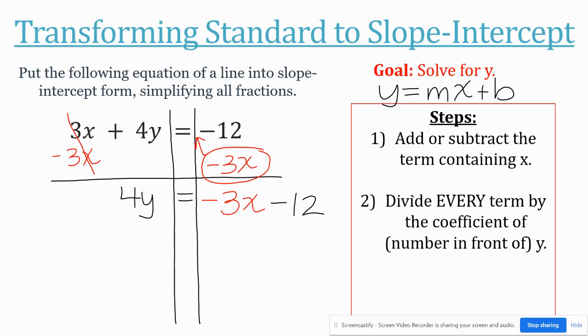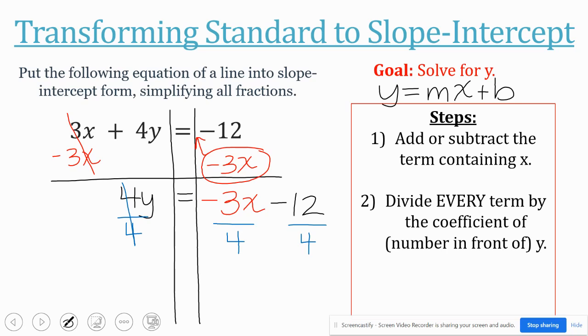Second step is we're going to divide every term by the coefficient, which means the number in front of y. So here we still have y, it's not isolated. We have that 4 in front of it. So we're going to divide every single term by 4.